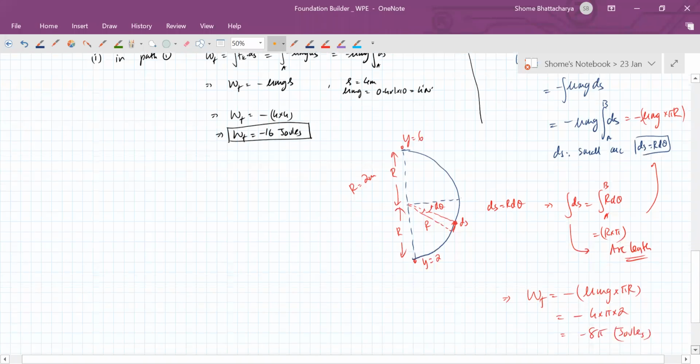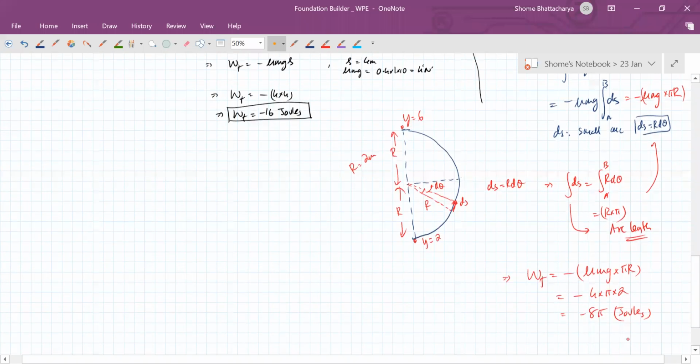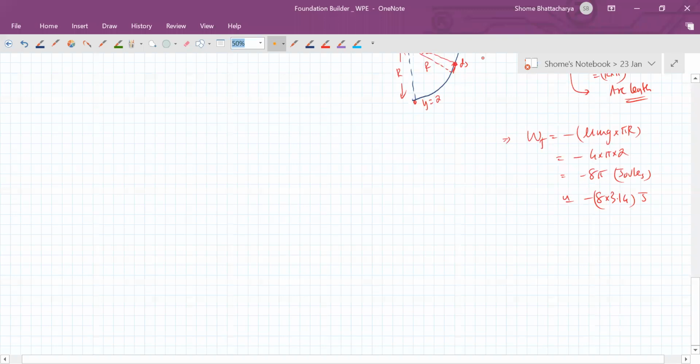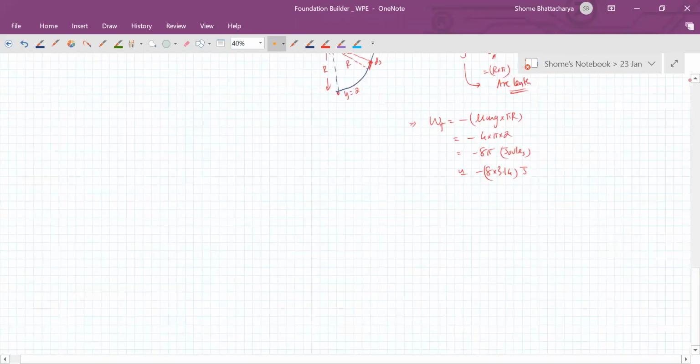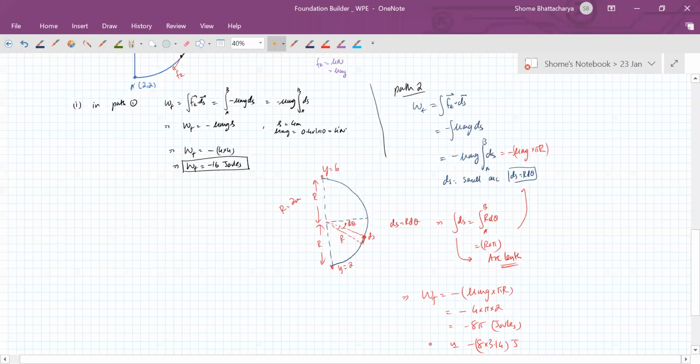Okay, minus of 8 pi joules, or you can say approximately joules. This will become the work done in this case. Now, the exact value is not as important as the fact that it's a different value. You can see that in path 2, we are getting a different value of work done compared to path 1. In path 2, the magnitude of work done is more than 24 joules, whereas here it was 16 joules.